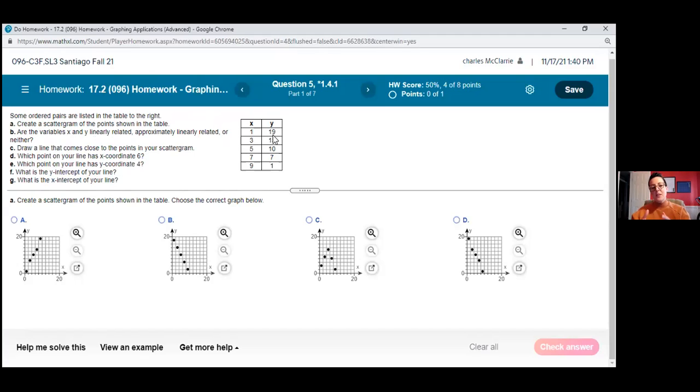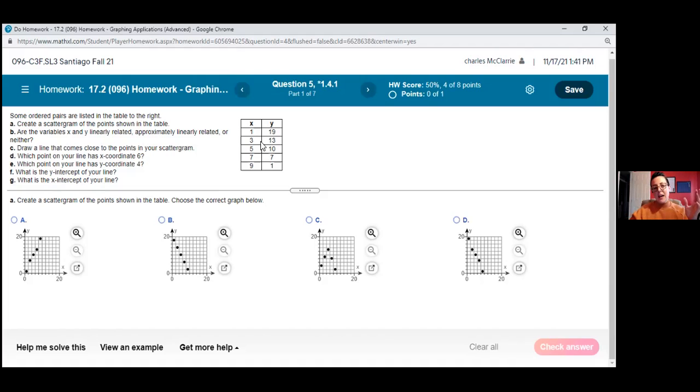So first, you're given a set of ordered pairs in a table to the right. No big deal. The first thing that MyMathLab would like you to do is to create a scattergram of the points shown. If you had a blank grid, you would plot the point 1, 19, 3, 13, 5, 10, 7, 7, and then 9, 1. So we want to find out which one of these graphs is actually that scattergram.